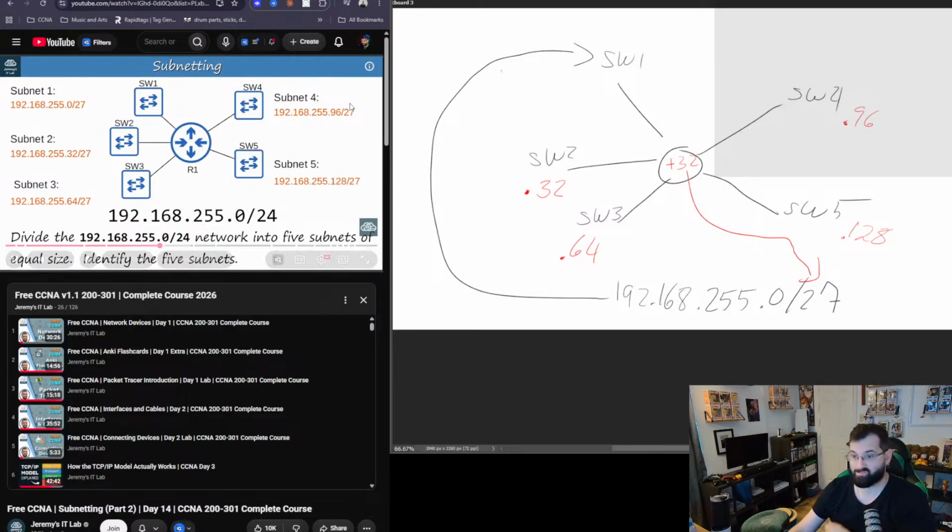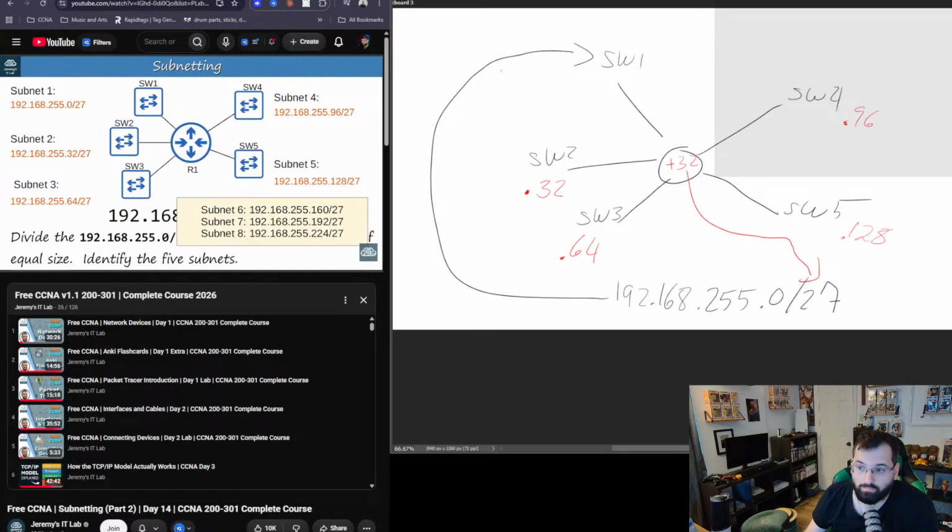However, our /27 prefix length allows up to 8 subnets to be made from the address range. These 3 remaining subnets are 192.168.255.160, .192 and .224/27, and they're wasted.